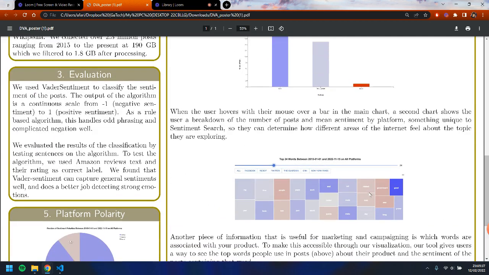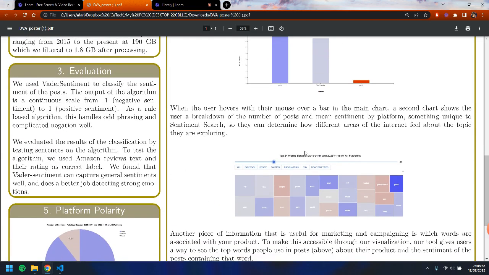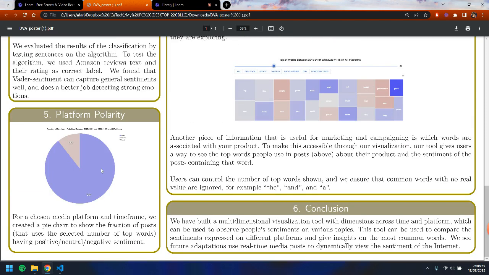The third graph is the top 24 or so words, with the most popular words being plotted in this graph. The color of the words denotes the average sentiment of the posts containing that word, which is a very useful tool for marketing and campaigning to know which words are powerful and emotional. Lastly, we have this platform polarity pie chart, which shows the fraction of posts which are positive, neutral, and negative.